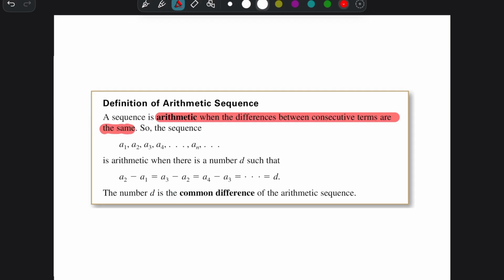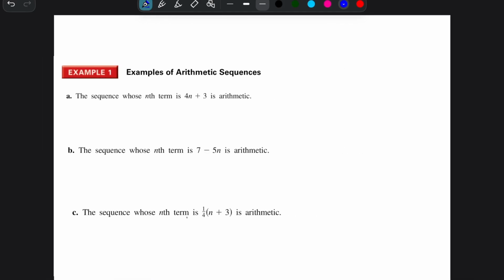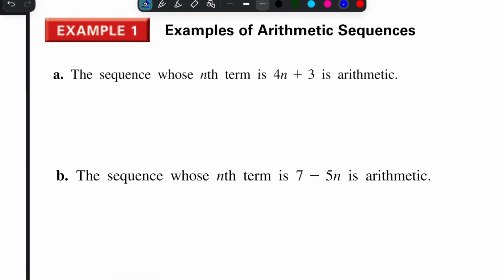And that is because if we subtract any two consecutive terms, like if we do a2 minus a1, or a3 minus a2, or a4 minus a3, it will give us that common difference that we add to get to the next term. Let me give you a few examples of arithmetic sequences.